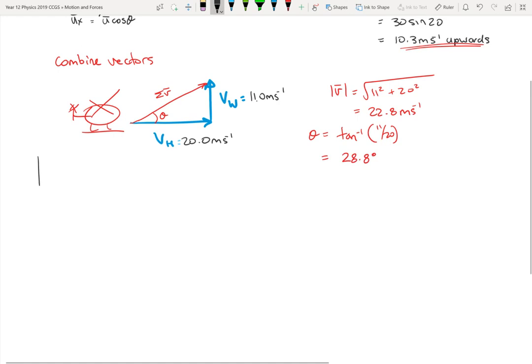In most questions, you should be given some sense of direction, but always assign your conventions at the start. Now I'm going to say that up is positive, down is negative.